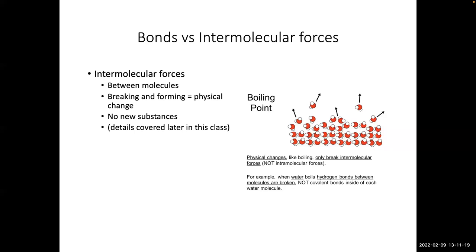But it's important, it's between versus within. And remember we said in a chemical change, you make new stuff, right? And what's happening at the atomic level is you're breaking and forming chemical bonds. In a physical change, like boiling water, you're breaking the interactions, the intermolecular forces. So you're not specifically making new stuff, you're just separating them from one another. The specifics of how they work, we'll cover later on in the course, all right?